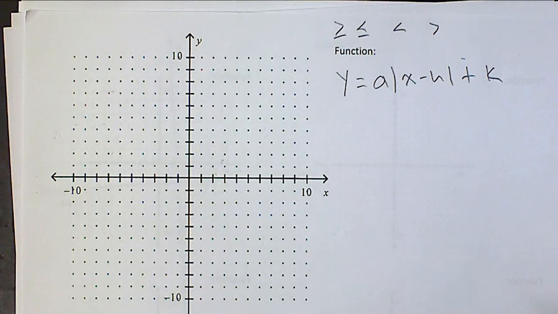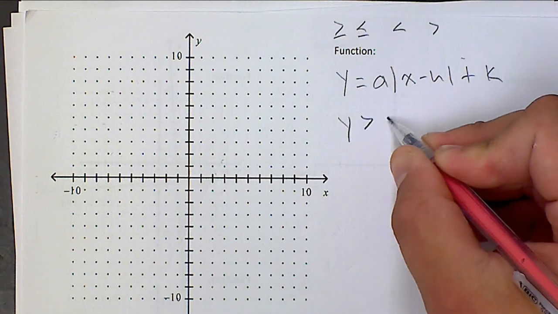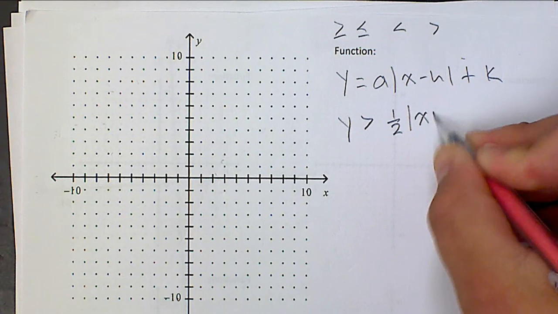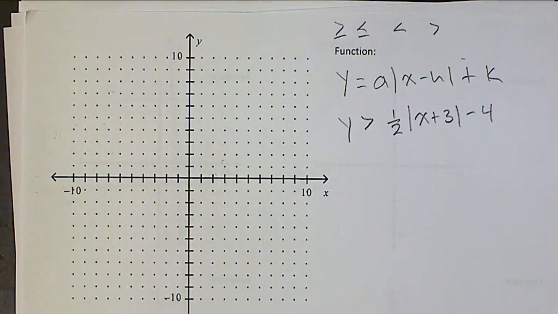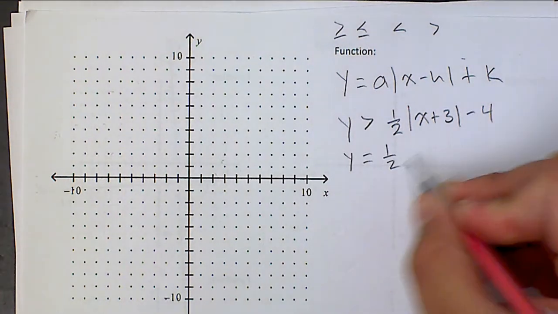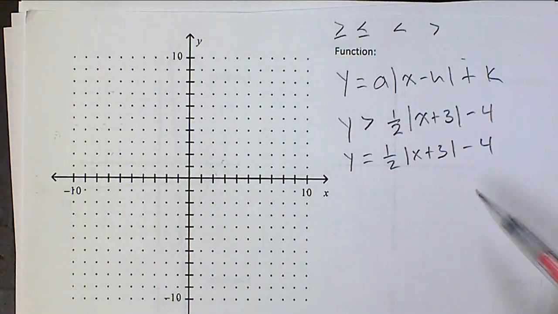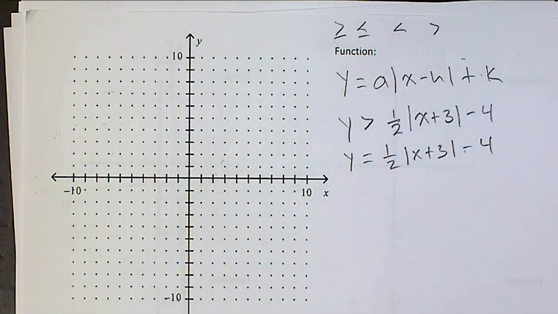So I'm going to just make up one. Let's graph y is greater than 1/2 times the absolute value of x plus 3, minus 4. Now this looks really similar to y equals 1/2 times the absolute value of x plus 3 minus 4, and that looks a lot like our form. The only difference is this symbol, and that comes in a little later. Where do we shade? What kind of line do we use? And we'll get to that.